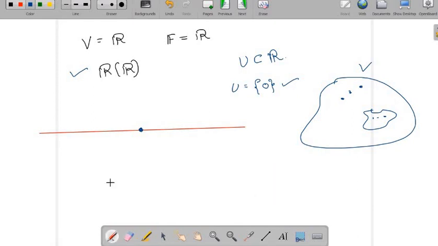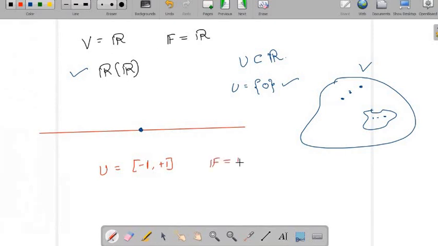Let me ask this question. Suppose if U equal to the closed interval -1 to +1, right? Can it be a subspace of R? All right. So the field is real numbers here.